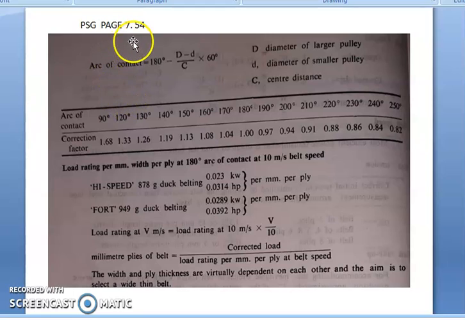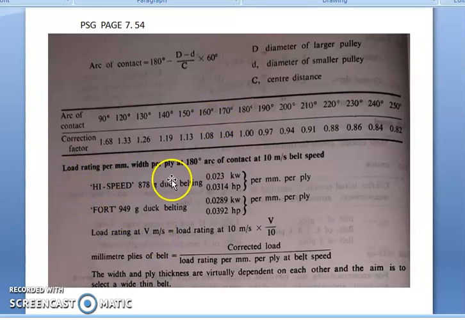Then here, page number 7.54, arc of contact. We can predict the arc of contact by using the formulas. Based on the arc of contact theta, we can find out the arc of contact correction factor. Suppose theta is 164, we can find the correction factor for 164 by using the interpolation formulas, or approximately we can select it based on the theta values.